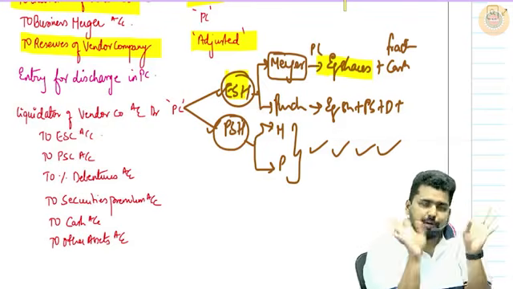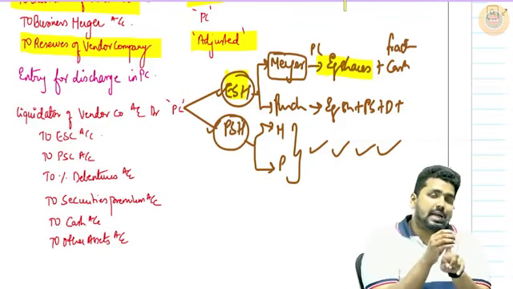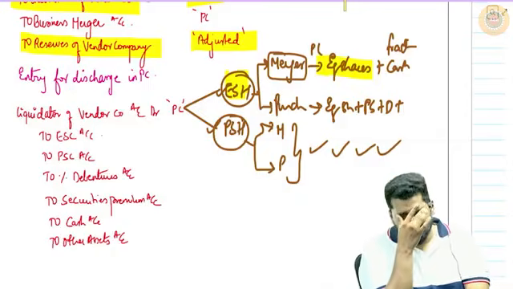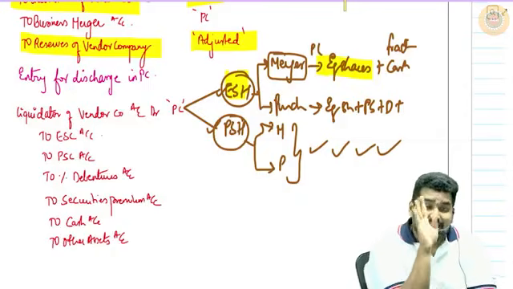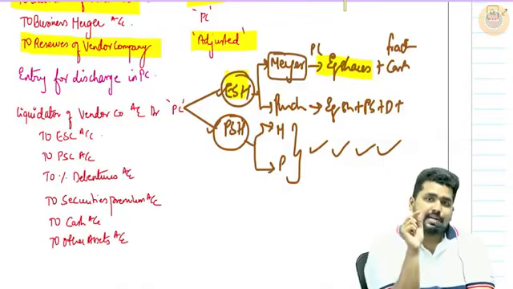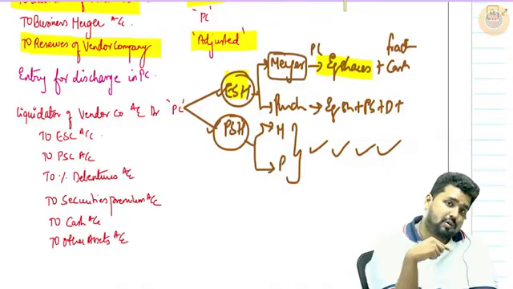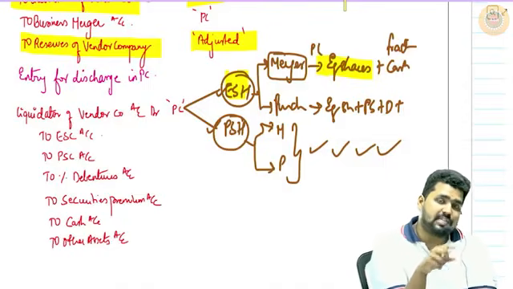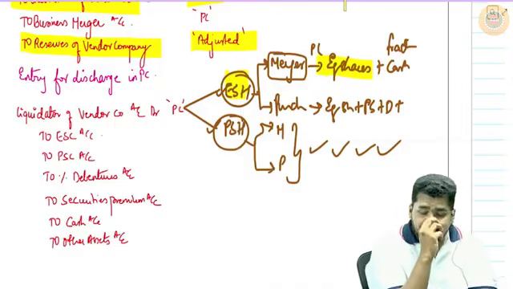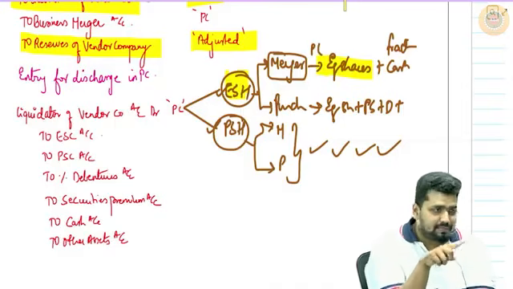Listen, small points I'll tell you. To decide whether amalgamation is in the nature of merger or not, the second condition is 90% of the shareholders. That shareholders means equity shareholders, not preference shareholders. Clarity number two: when it comes to PC calculation, what you pay to equity shareholders and preference shareholders, both are considered for PC.